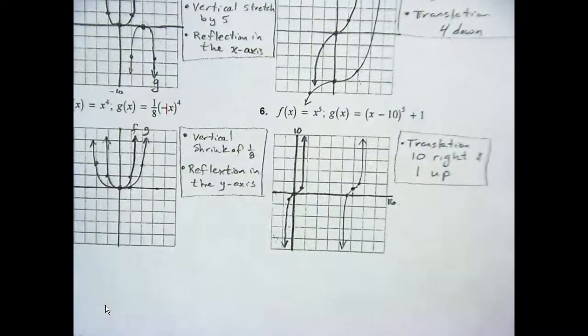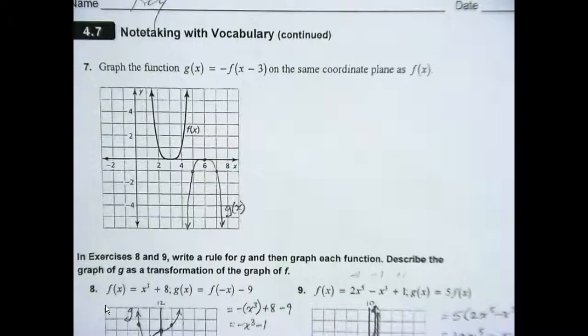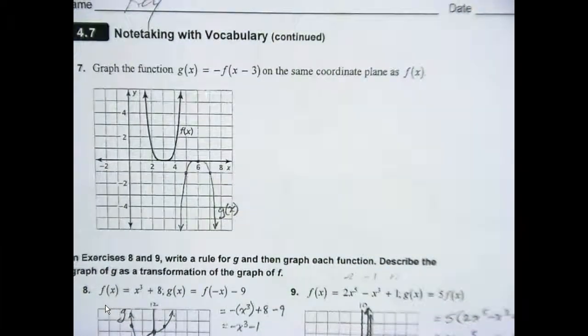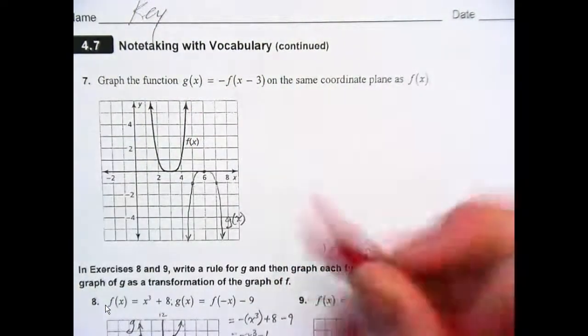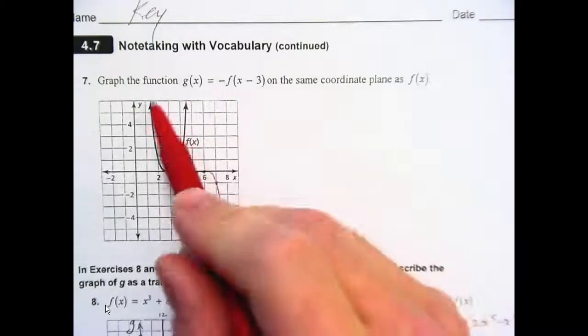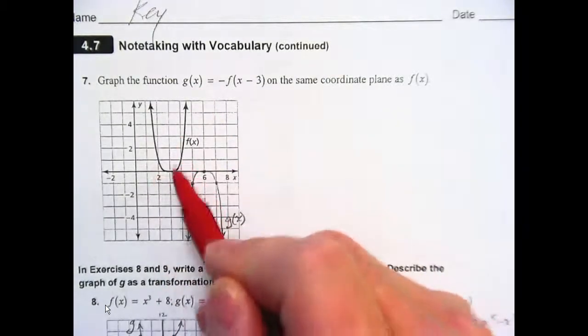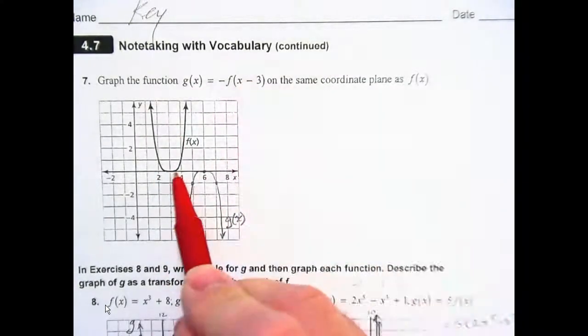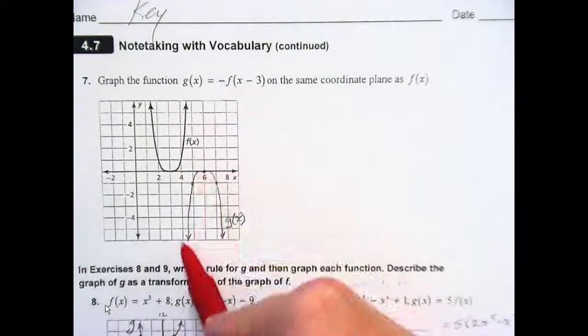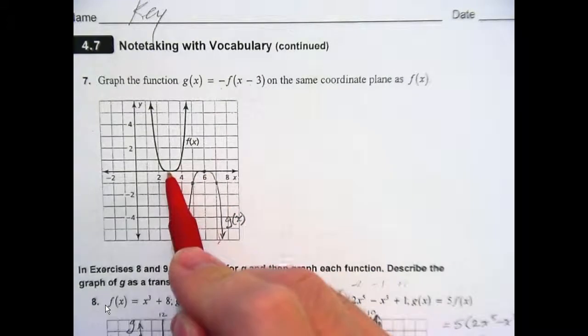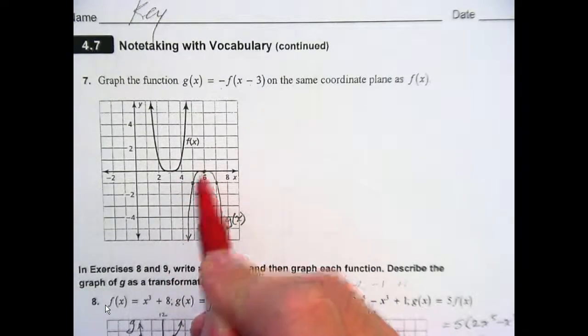Last one is number 7. I'll make those available. Okay, so they'll be in the answer book stuff. Number 7, graph this. So you have your function f of x right here. You're going to take it and move it 3 units to the right, and then you are going to reflect it over the x-axis. So this slides over and then reflect.